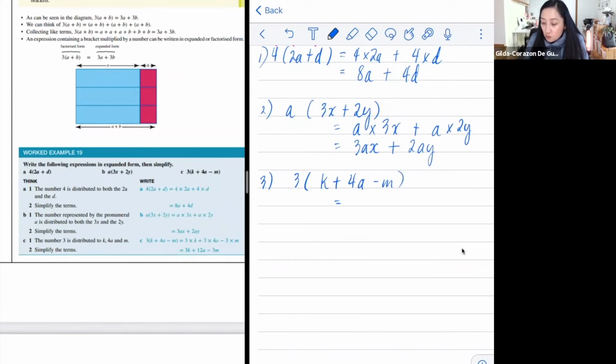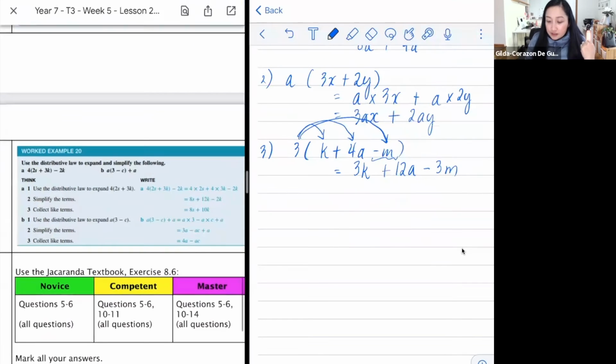And say what you're multiplying, you can even use the brackets there. You're multiplying 3 to each of the terms. You've got 3 times k. You can do that in your head. You don't have to write 3 times k here. You can just say 3 times k is 3k. Add 3 times 4a. 3 times 4 is 12 times a. You get 12a. Then you have 3 times m. That's 3m. But look, it's 3 times negative m. So it would be negative 3m.